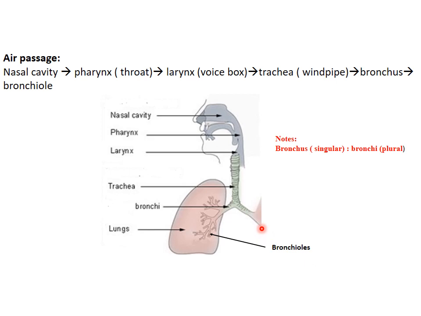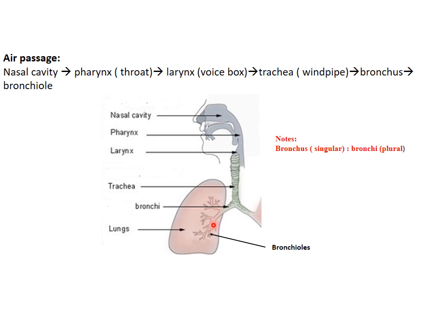So let's repeat these organs. Repeat after me. Nose, nasal cavity, pharynx, larynx, trachea, bronchi, bronchioles. Again, nose, nasal cavity, pharynx, larynx, trachea, bronchi, singular bronchus, bronchiole.